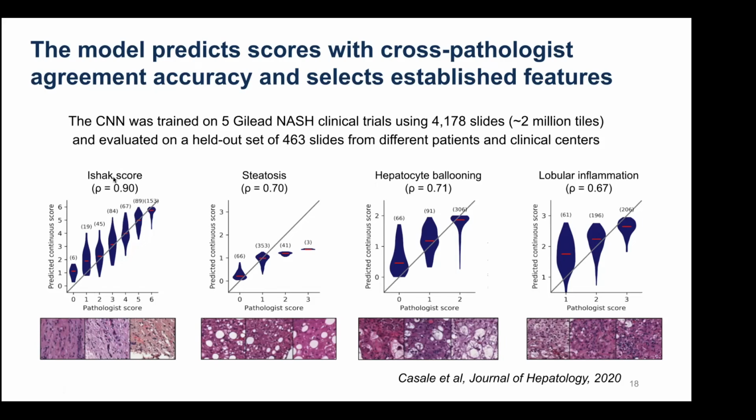We also can go back and look at the weights of the attention mechanism. Specifically, for each process, we can look at which tiles have been deemed important by the model for the scoring. And if we do that, we can see that the top tiles for different processes align very well with features that are selected by pathologists. And these are almost textbook images describing these different processes.